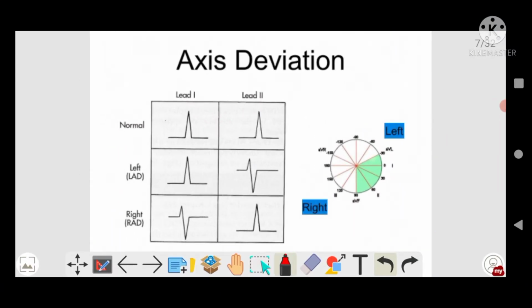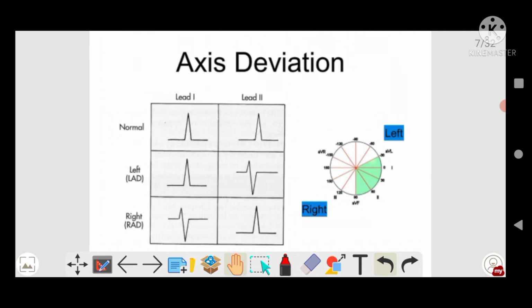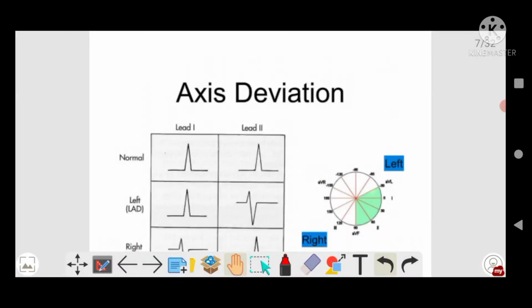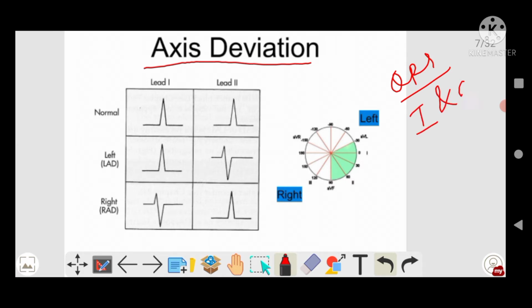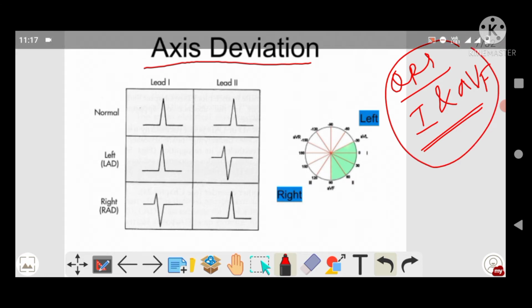Okay, so here we are discussing your axis deviation. I will not go in depth on the axis, but just remember that you can determine it by examining the QRS in lead 1 and aVF. That's how you can understand the axis, right?